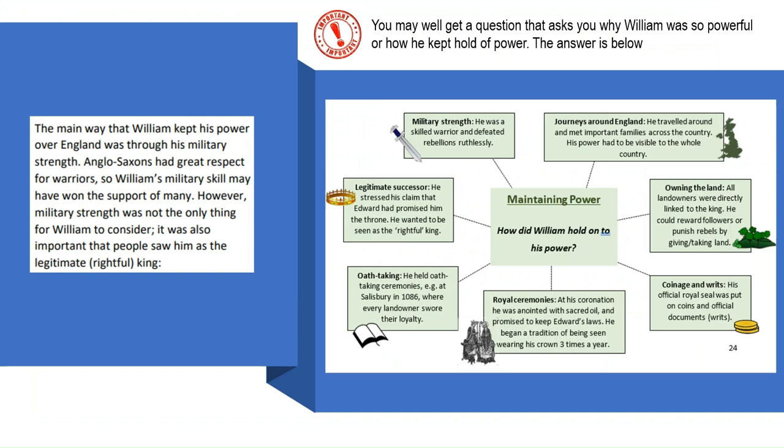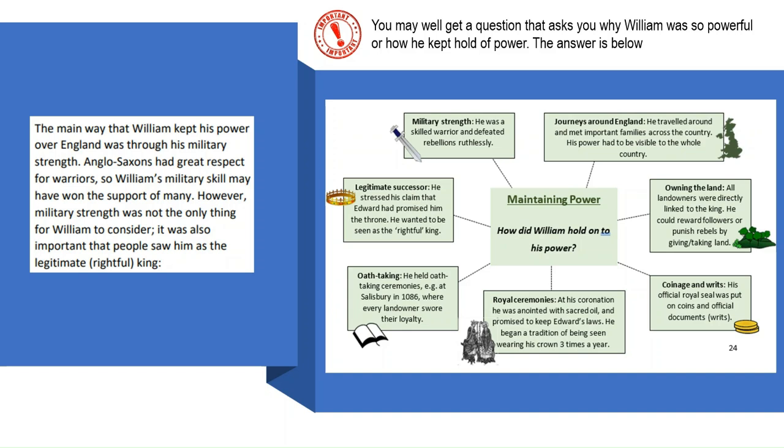You may well get a question that asks you why William was so powerful or how he kept hold of power. The answer is below. How does he keep hold of power? His military strength, the fact that he sees himself as a legitimate successor. He stresses that Edward promised him the throne and he's the rightful king. Oath-taking, he holds great ceremonies where every landowner comes and swears loyalty to him. If they break it, they lose their land.